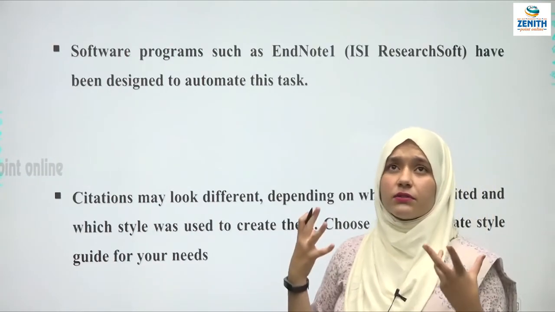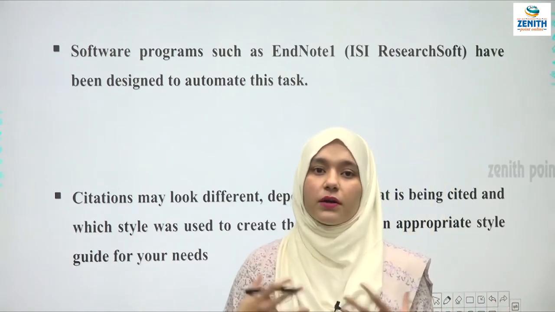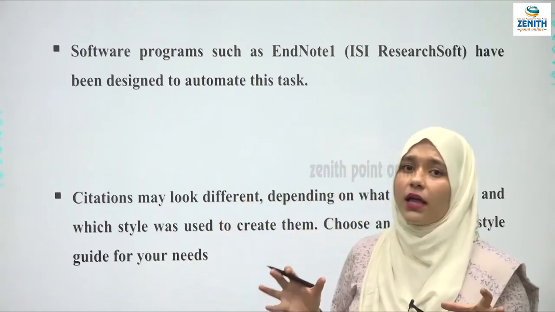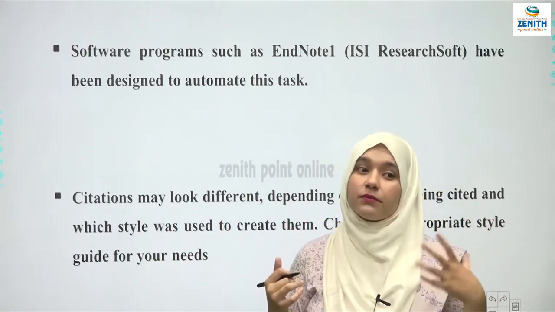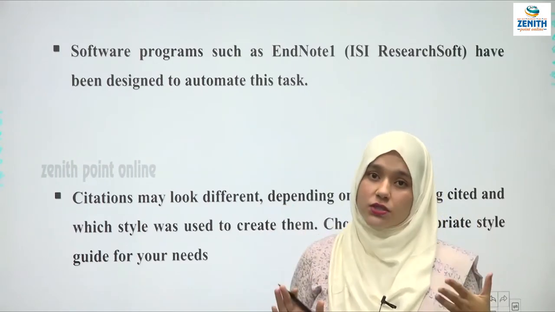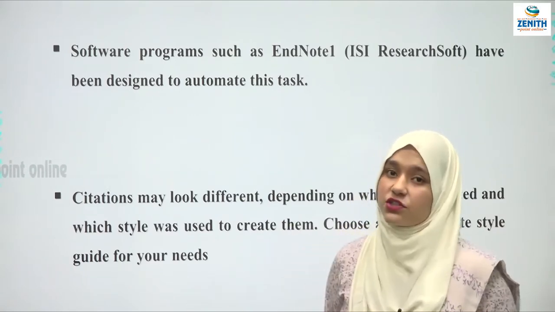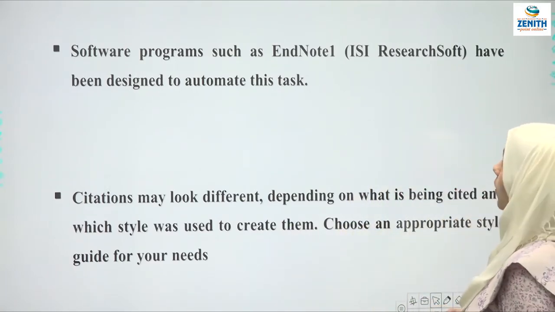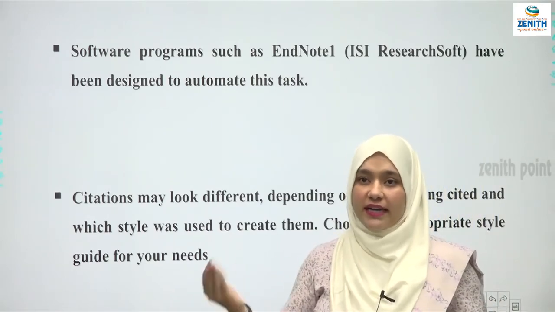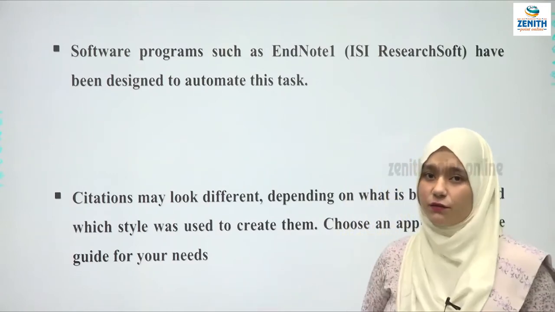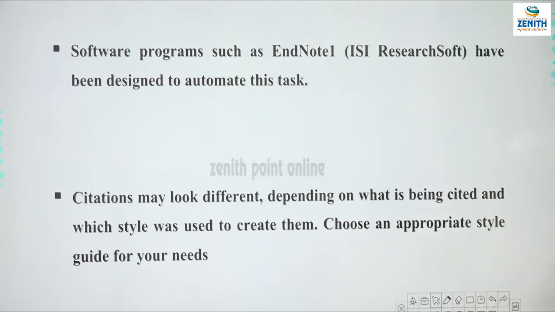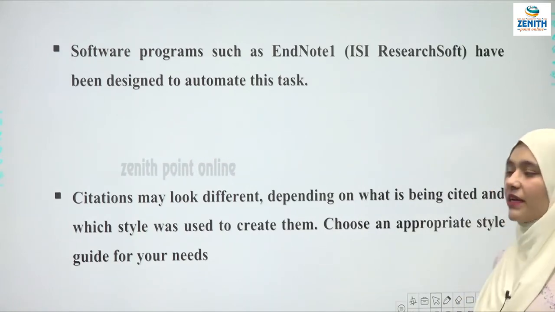One more thing, because today we have so much technology around us, you can also use proper software with proper licenses and authoritative documents and certificates. You can use certain software to assist you in your research writing. One such software is EndNote, which can automatically reference whatever data you want to cite in your research, and it can format it according to your needs. Now, citations may look different depending on what is being cited and which style is used to create them. Choose an appropriate style guide for your needs.